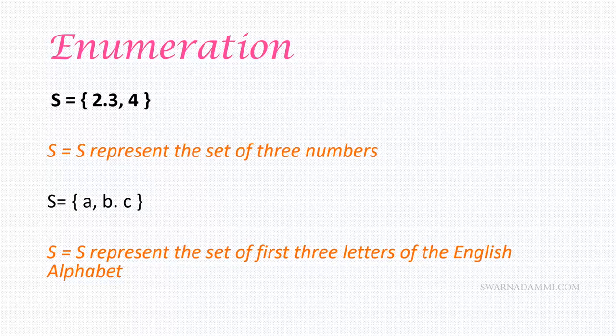Can you see? There are 2 examples here. S is equal to 2, 3, 4, representing the set of 3 numbers. Again, S equal A, B, C, representing the set of 3 letters of the English alphabet.